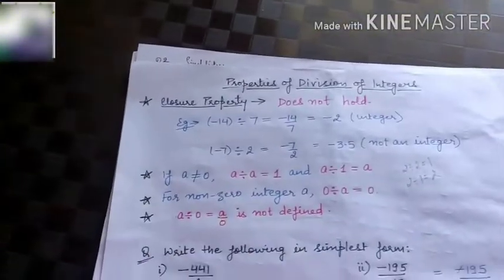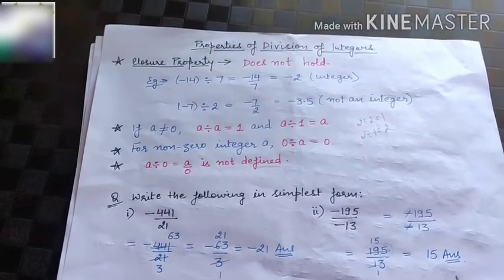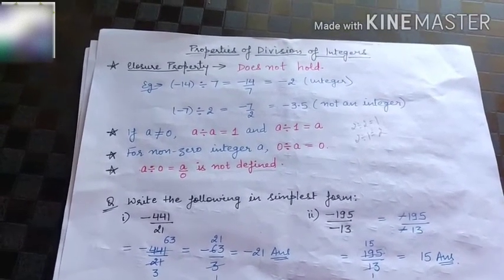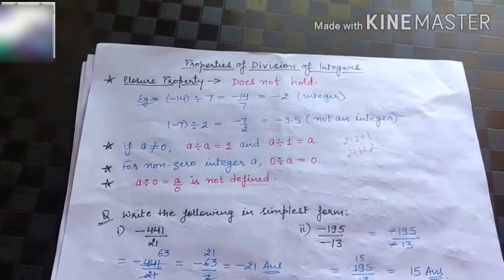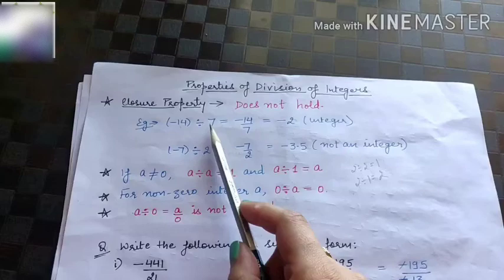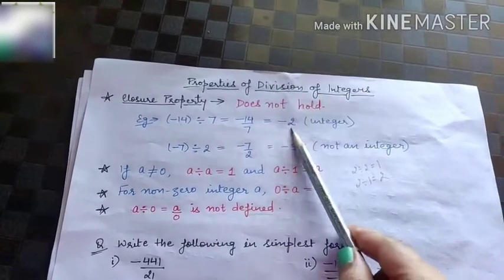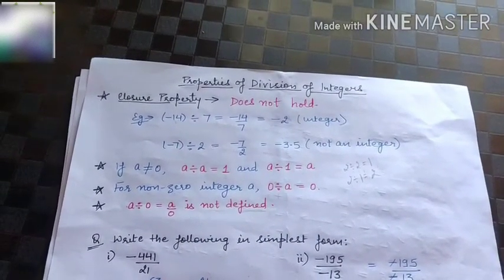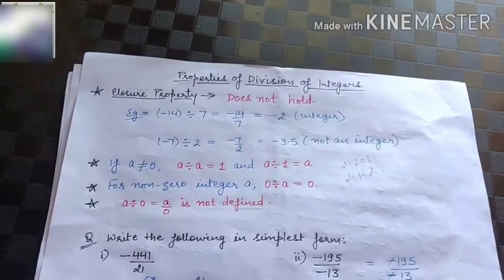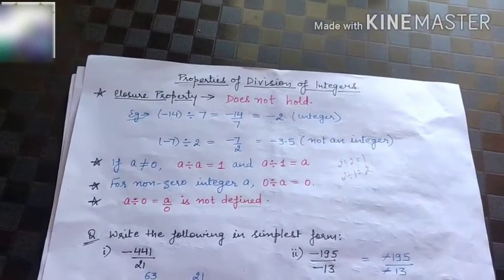Then there are some properties of division of integers. The first one is closure property. Does it hold? No, it does not hold in all the cases. For example, minus 14 divided by 7 is minus 2, which is an integer. So integer divided by integer is an integer in this case, right? But not in all the cases.